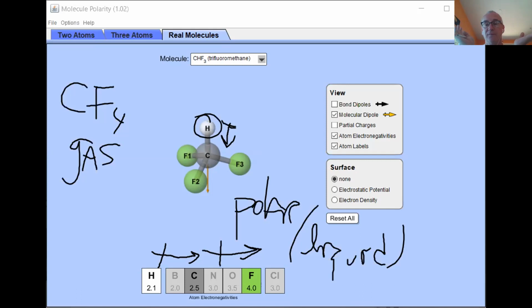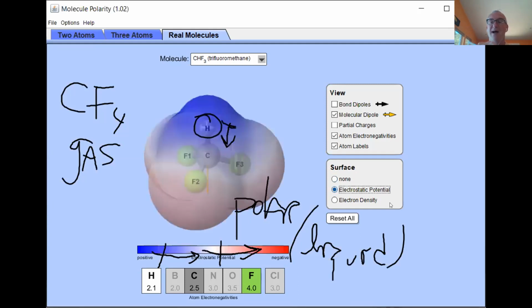Okay? And you can see that when we look at the electrostatic potential, look. We now have a positive top and a negative bottom. So now we have polarity.